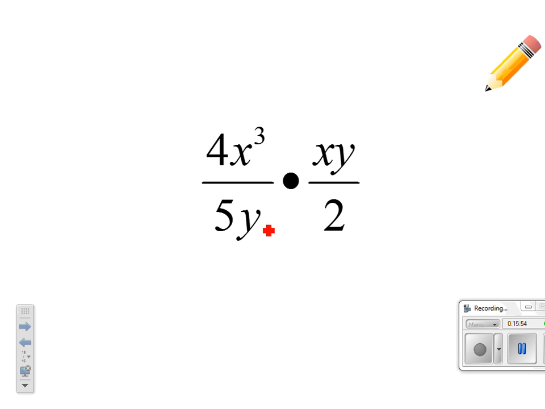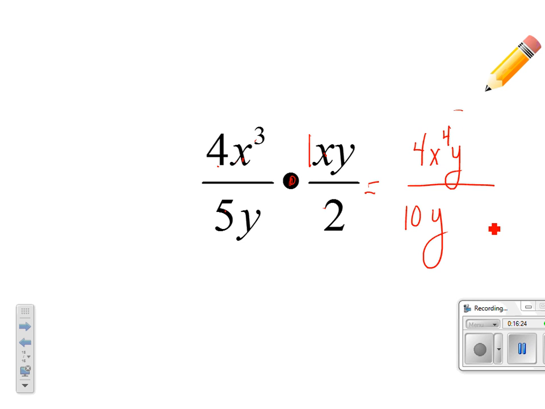Okay, let's try this one. We talked about this yesterday. When I have numerator, numerator, denominator, denominator, and a multiplication sign, I can multiply straight across. So 4 times 1 is 4. X to the third times x. There's 3 x's, there's 1 more x. That means I have 4 x's. And then I bring over the y. 5 times 2 is 10. And there's only 1 y, so I'm going to bring it over.